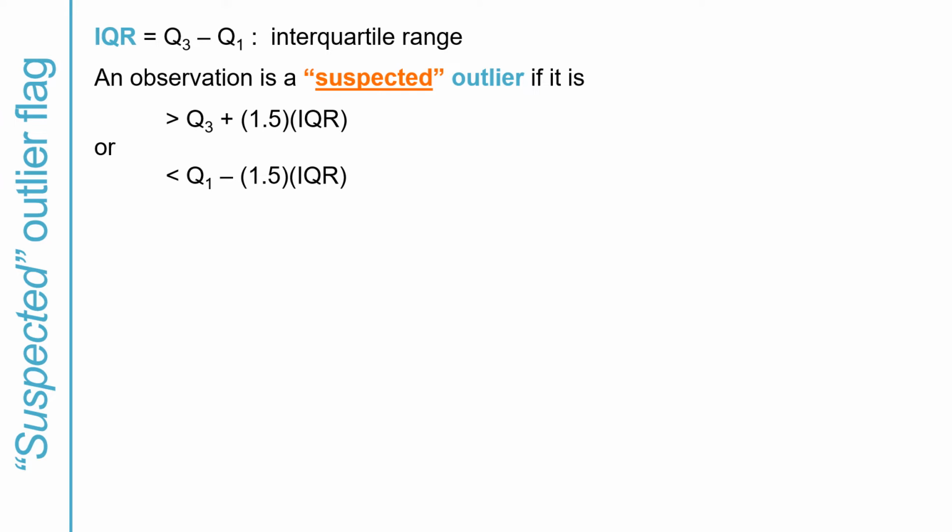It's very important here to understand that this is showing us only suspected outliers. It's only a flagging mechanism. It is not a definition of an outlier. The only way to tell whether a point is or isn't an outlier is by looking at how it fits with the rest of the data.